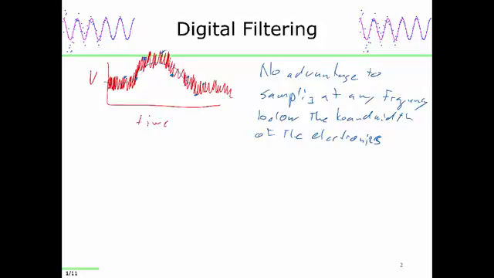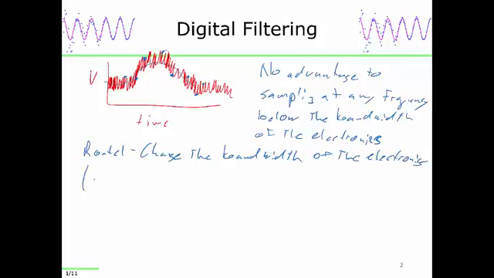So there are two things you can do. Route one, change the bandwidth in the electronics. For example, putting in an analog band pass filter or any bandwidth limiting electronics, an RC filter.